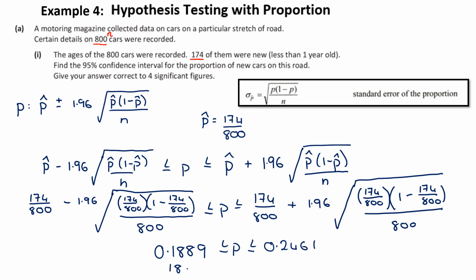So that's 18.89 is less than or equal to P, less than or equal to 24.61. I like my P's in percentages. You do not have to use percentages. All you need to make sure is that you have 4 significant figures.